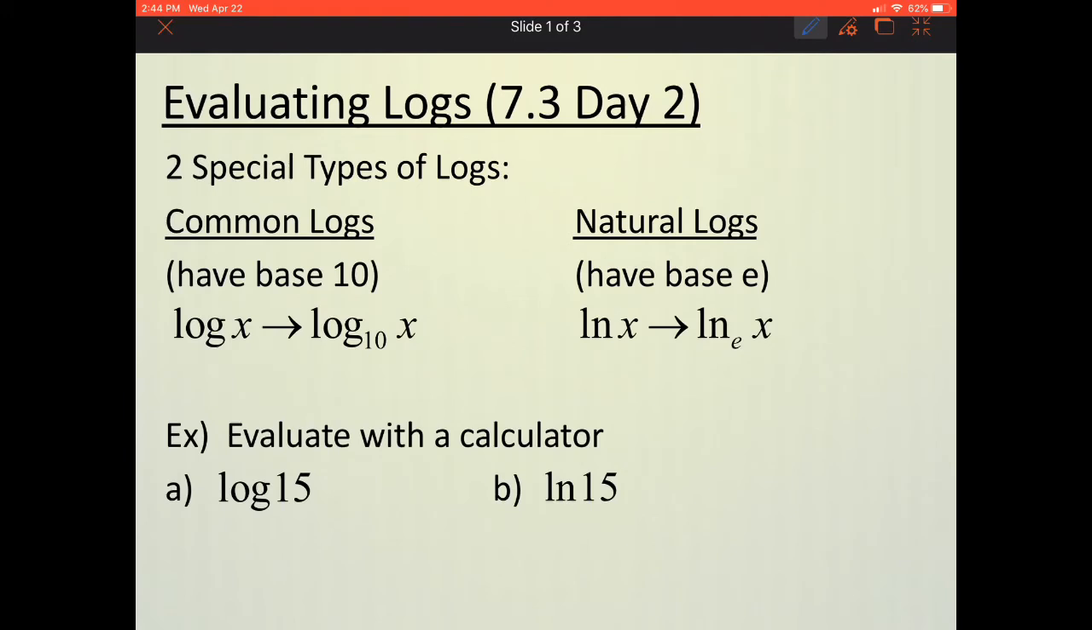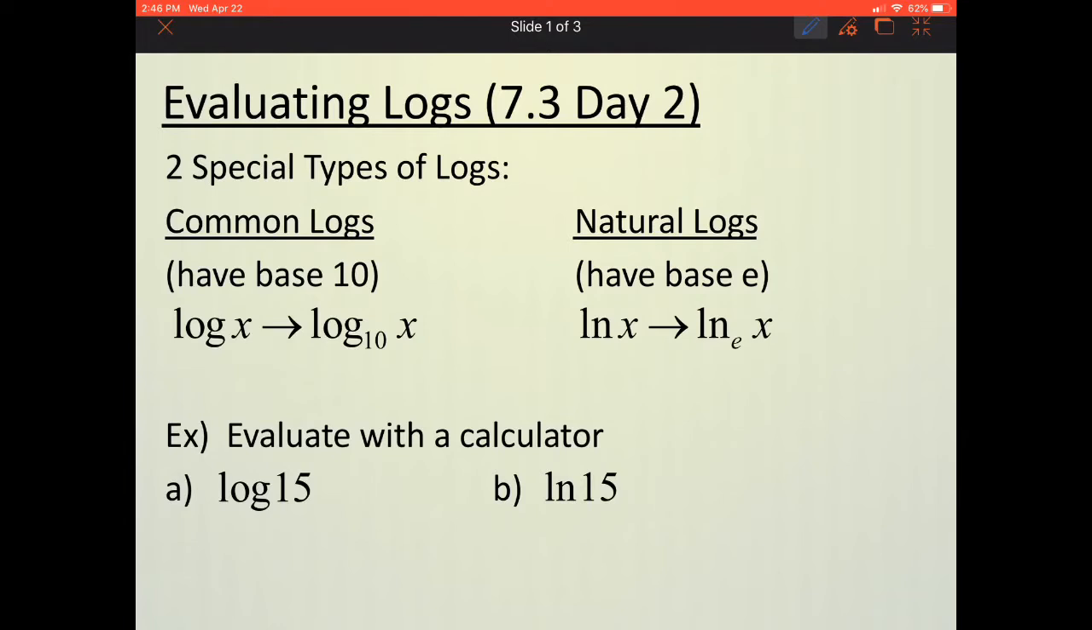Now that we already looked at what logs were as the inverse of exponents and we rewrote them, we're going to evaluate those logs. So we're going to find the log of some number. What is it equal to? What is that value?